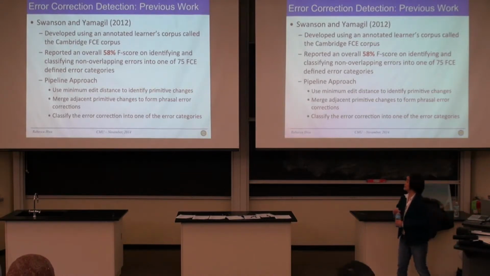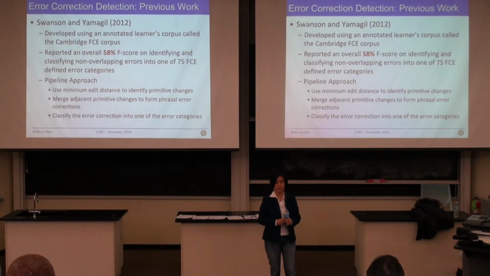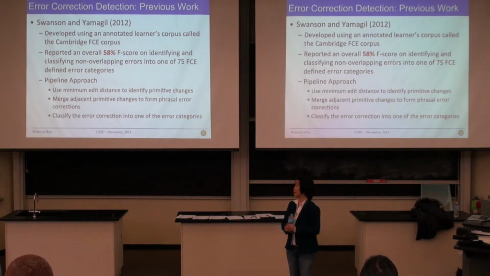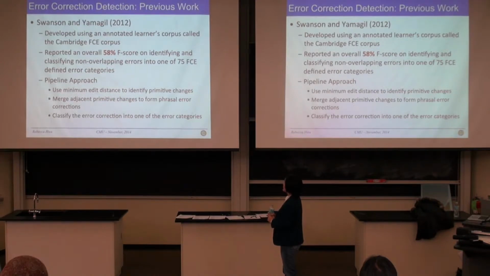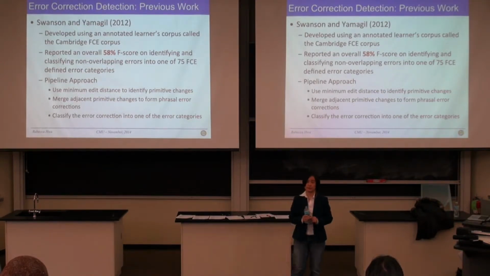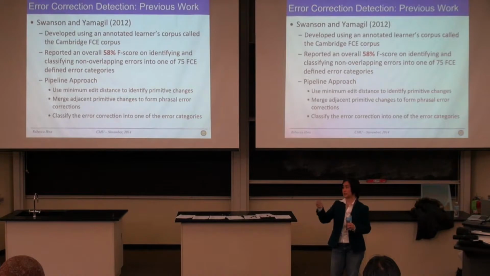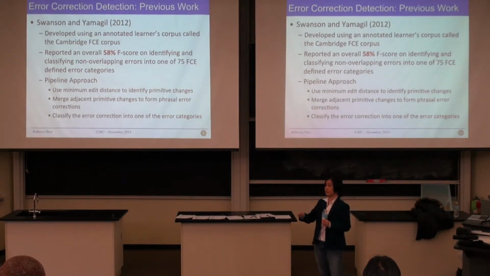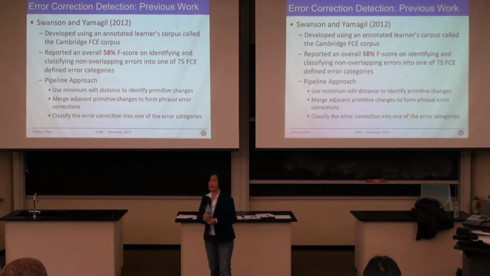Nonetheless, we began our exploration by trying to make sure that we have as strong a predictor of error corrections as possible. So we started with a recent work, one example that we found in the literature, where somebody did develop a system that precisely tried to compare a pair of sentences, find all of the mistakes, and then give each a category. For their problem, they specifically looked at an annotated learners corpus called the Cambridge FCE corpus.